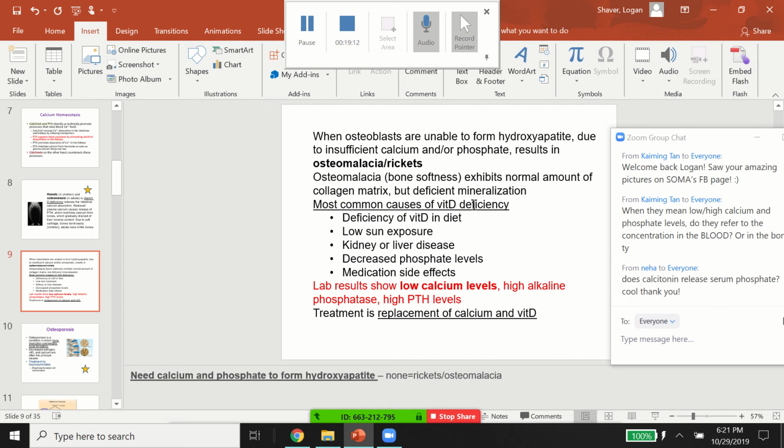But it's not enough mineralization, because of that hydroxyapatite is not able to be formed, and therefore you won't be able to have that strong bone. You'll only be able to have collagen, which is going to make it either very brittle or very bendy in the case of children, right? So, common causes of vitamin D deficiency.